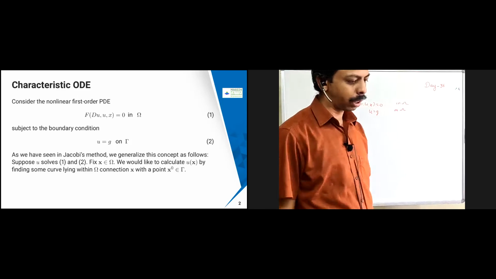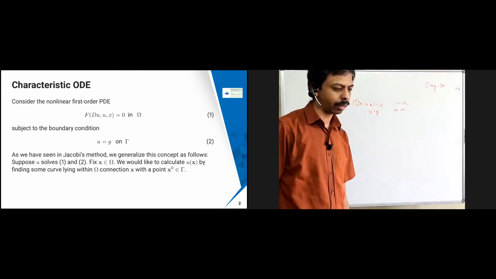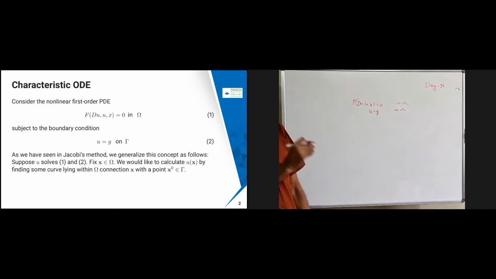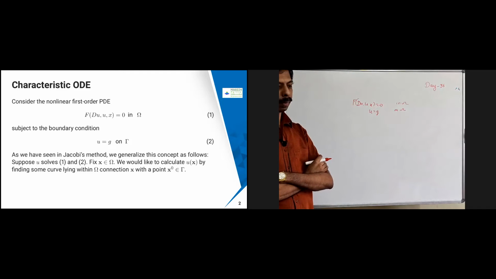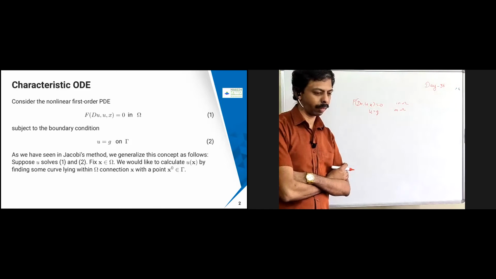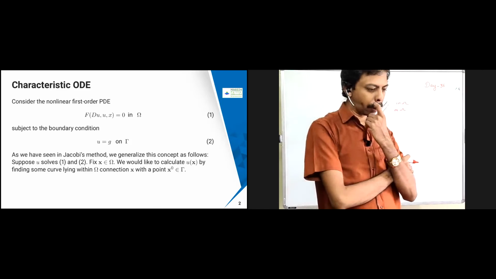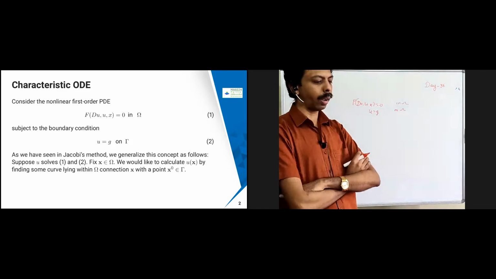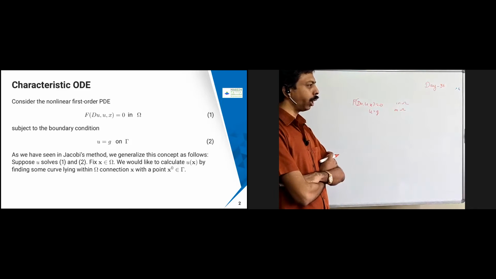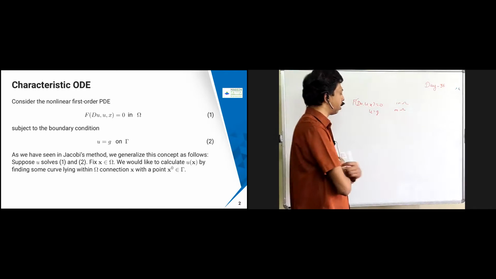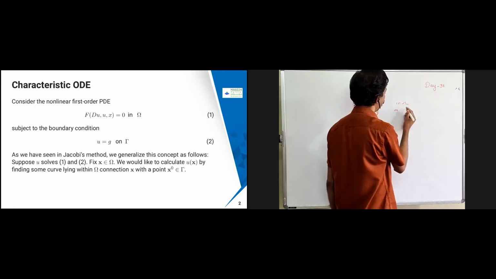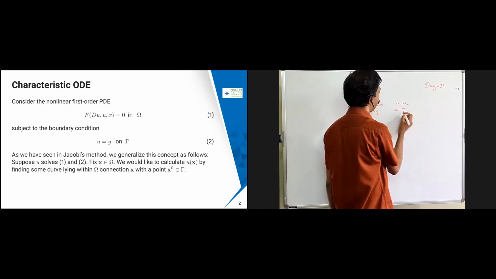As we have seen in Jacobi's method, we generalize the concept as follows. There we used a particular type of problem, not all problems. Now we are going to solve this problem in generalization. We are going to deal with the boundary condition differently. The boundary I will just call gamma, instead of omega.